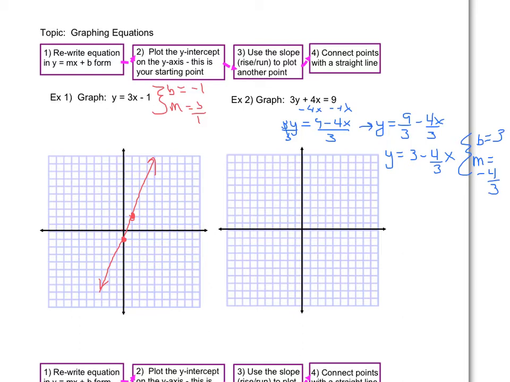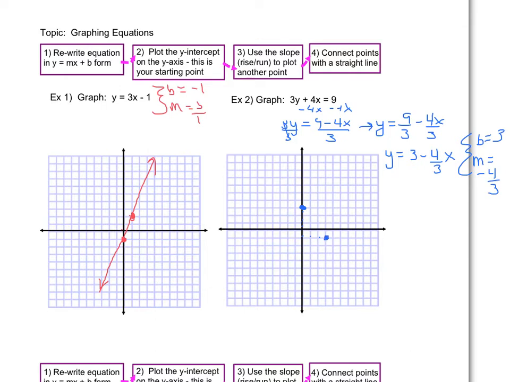I'm going to plot my y-intercept, so I'm going to go up 3 on the y-axis, 1, 2, 3. There's step 2, and then using step 3, I'm going to say I'm going to rise over run, so I'm going to rise down 4 since it's a -4. 1, 2, 3, 4, and I'm going to run 1, 2, 3. I'm going to go ahead and plot that point.